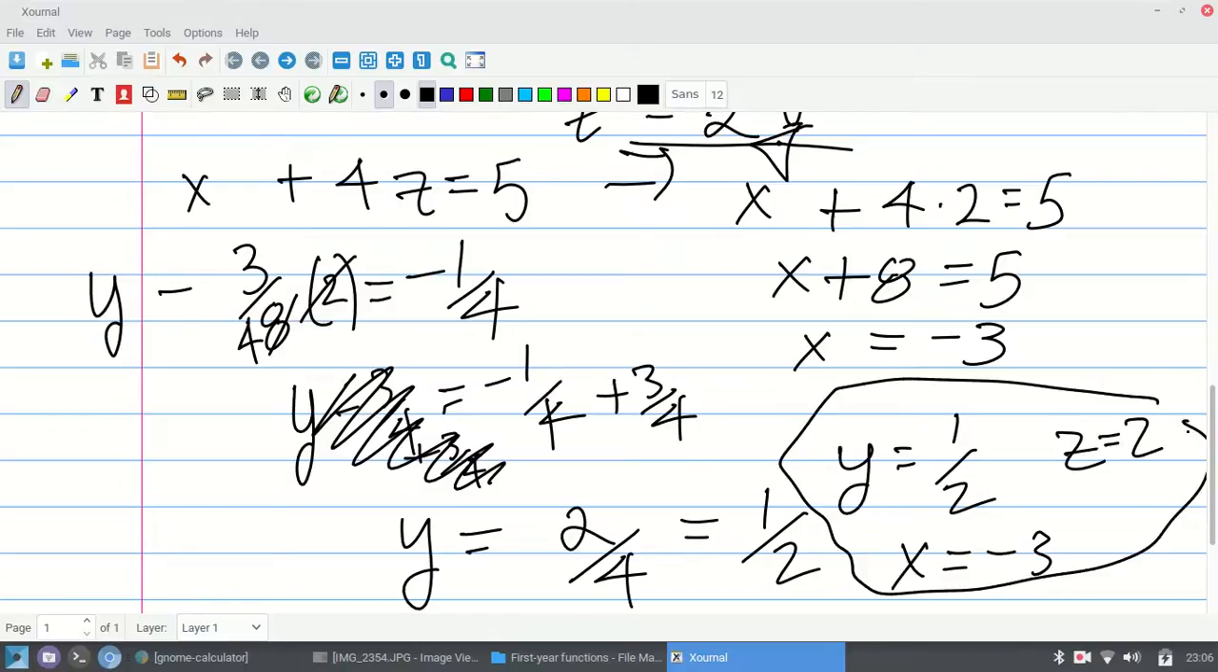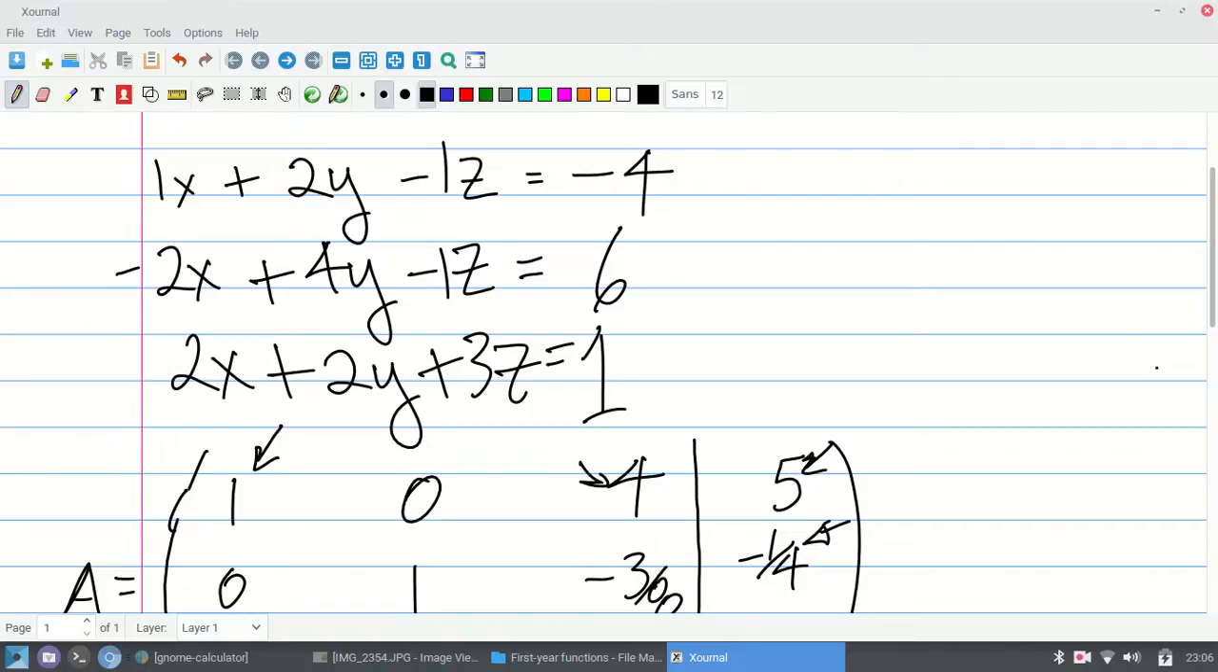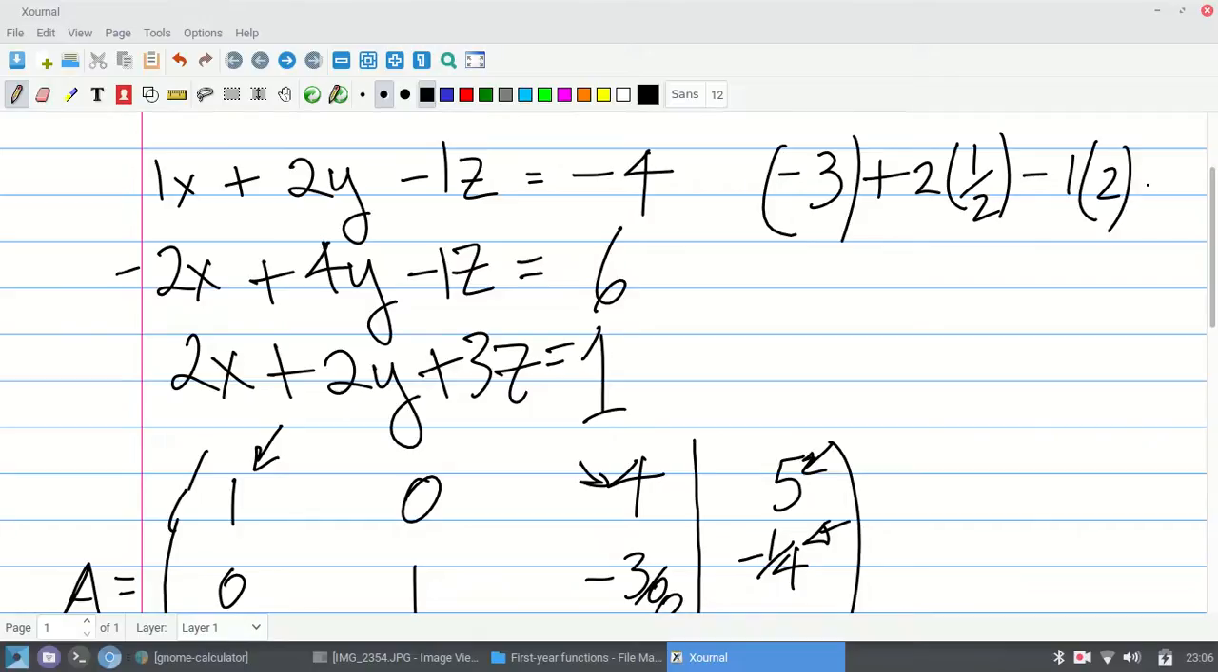Okay, let's try it just in case. I'm going to plug everything back in to see if it works, right? So negative 3 plus 2 times 1/2 minus 1 times 2 should be negative 4. Let's try it. So negative 3 plus 1 minus 2 is negative 5 plus 1, negative 4. First equation is good. Okay, so that was the first check. So far so good.